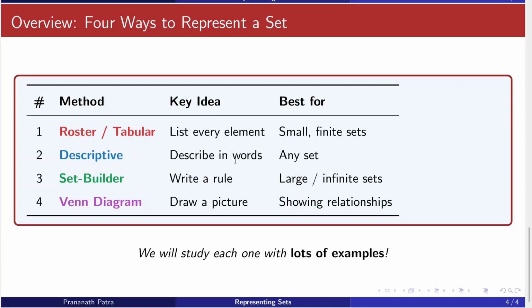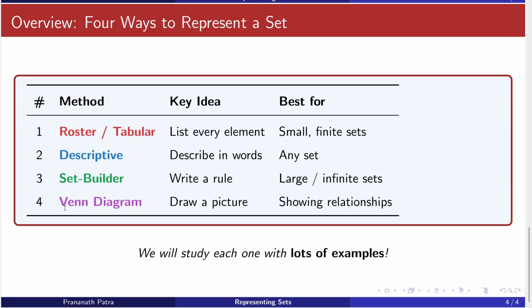This is a very natural and flexible method, and it is best used for almost any kind of set. The third method is called set builder notation. Here, instead of listing items or using plain sentences, we write a specific mathematical rule that defines what belongs in the set. This method is incredibly powerful, and it is best used for very large sets or even infinite sets where listing every single item would be completely impossible.